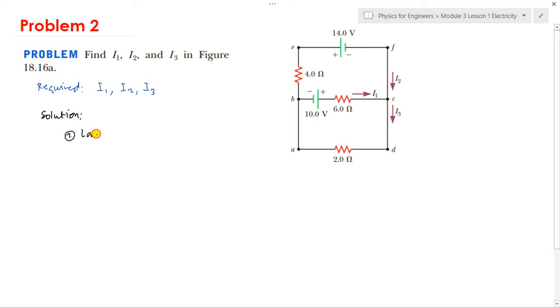First is the law of current, and I'm going to focus on node C, because that is where the currents I1, I2, and I3 meet. So at node C, the current that enters is equal to the current that exits. I mean, I1 and I2 enter node C.